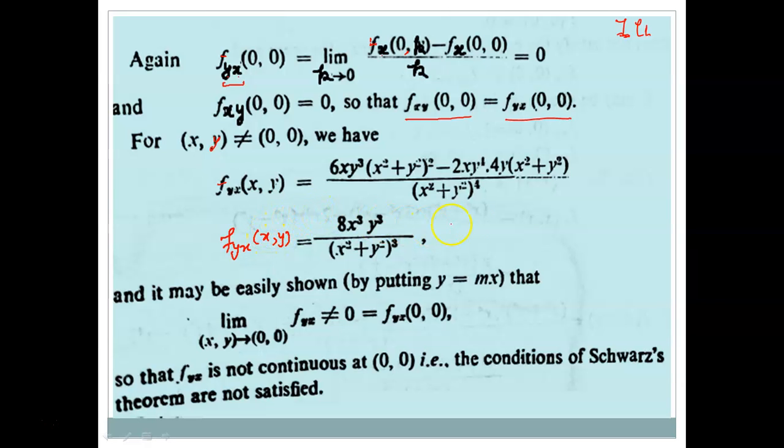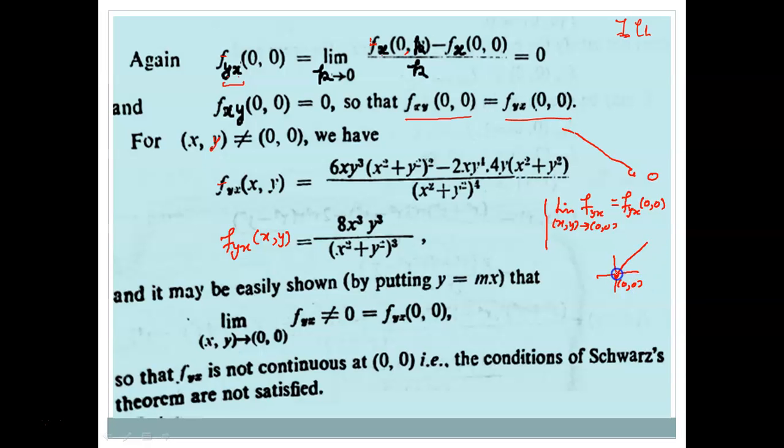Now when do you say that a function is continuous? The simple thing is that you want to check the continuity of the function fyx at the point (0, 0). Then the limit as (x, y) tends to (0, 0) of fyx must be equal to fyx at (0, 0). But you have already obtained that the value of fyx at (0, 0) is 0. Now you want to check whether this limit comes out to be 0 or not.